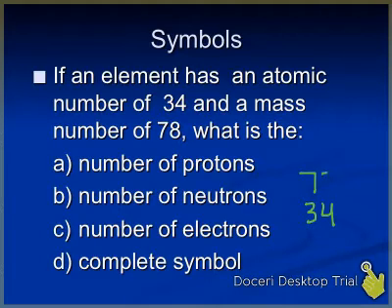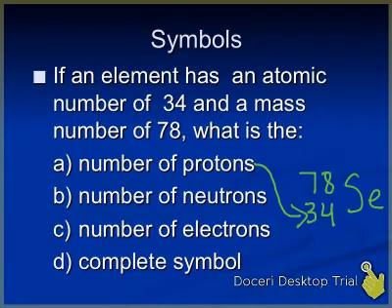Top. Then I need to figure out what element I'm dealing with. Am I going to look up 78 or 34? 34. If we look at the periodic table, 34 is Se. So now we have our complete symbol, right? So now let's see if we can answer these questions. A says, how many protons do we have? 34. Our protons are equal to our atomic number, right?